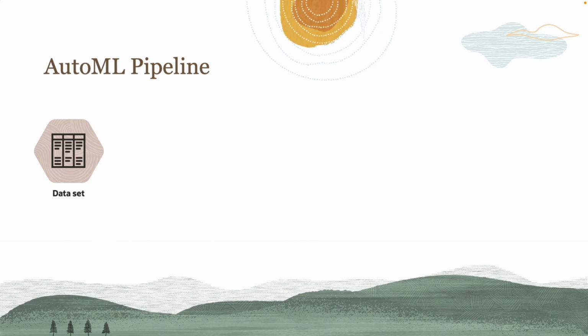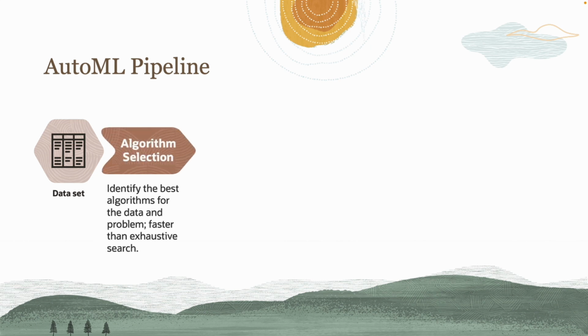Oracle AutoML automates four major time-consuming and tedious steps in the machine learning process to deliver significant productivity improvements for data scientists. Algorithm selection identifies the best algorithms for the data and problem.